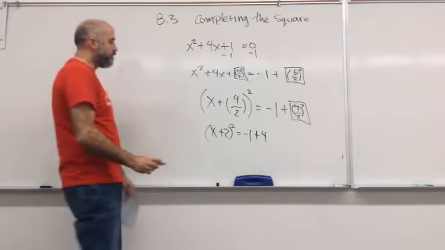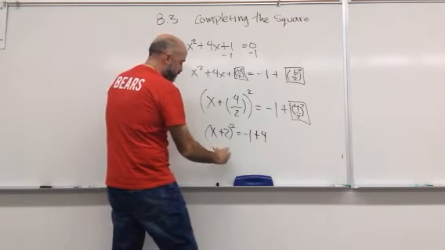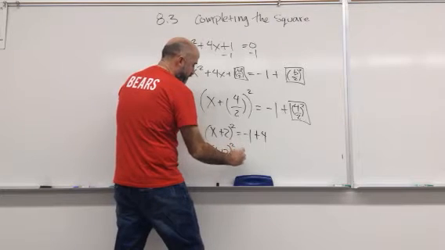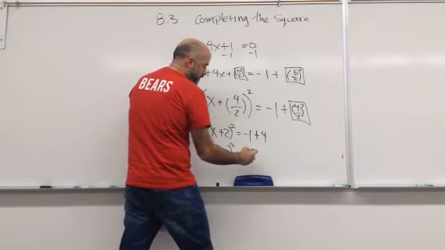So negative 1 plus 4, x plus 2 squared equals negative 1 plus 4 is 3.